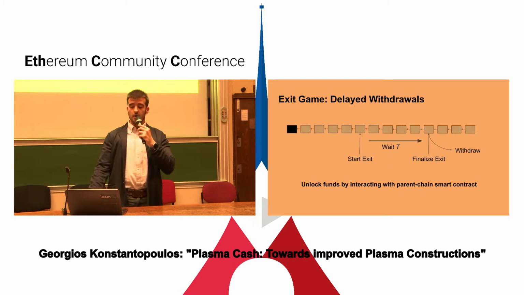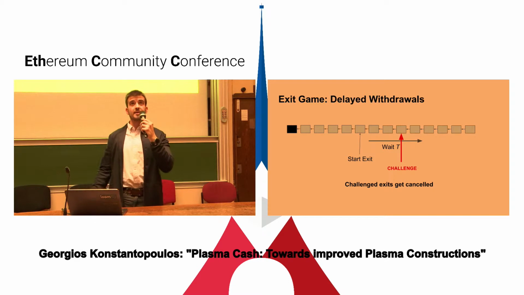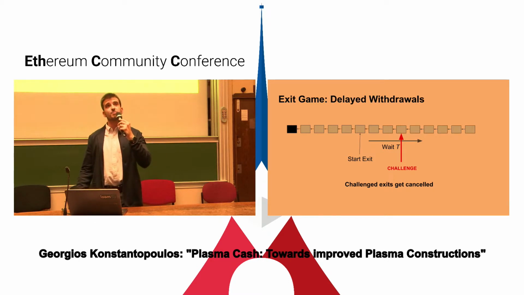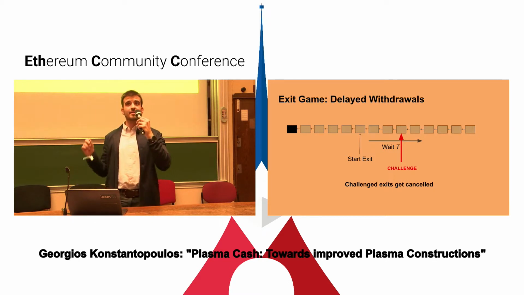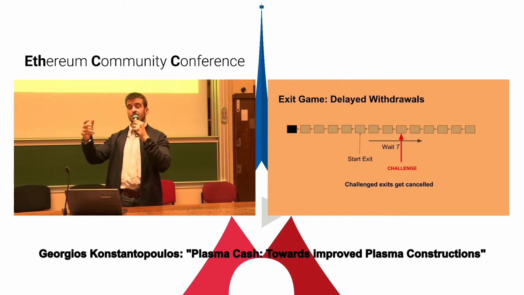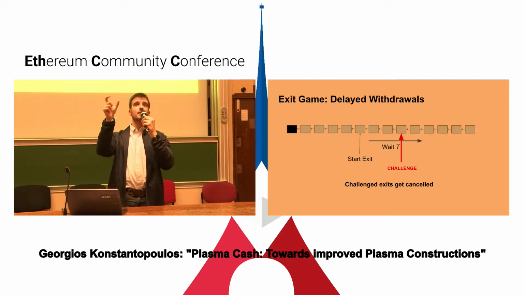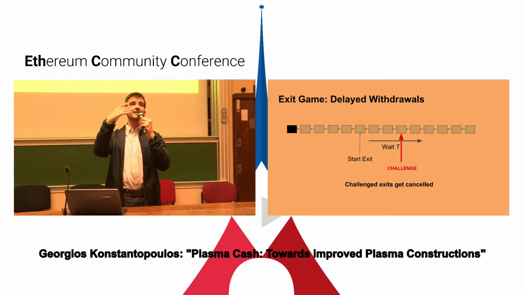After T passes and nobody makes a dispute, you can finalize your exit and get your funds out. But again, because the database manager cannot be trusted, at any time there may be an invalid state transition, or your exit request may not be valid. So you allow challenges, disputes, as the previous speaker said. During this time T, if anybody raises a dispute, your exit is canceled.